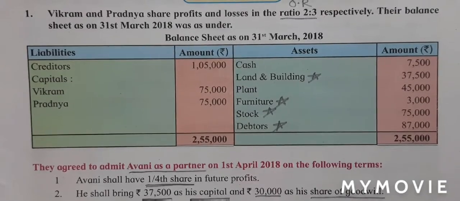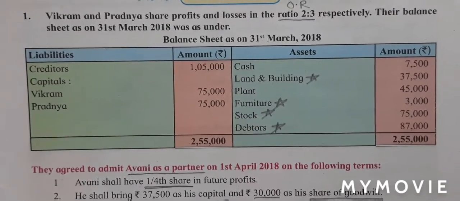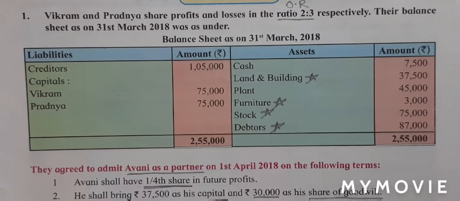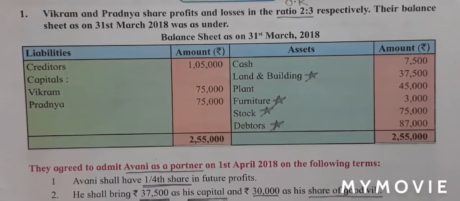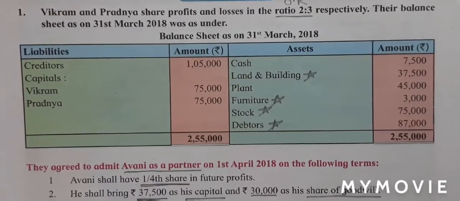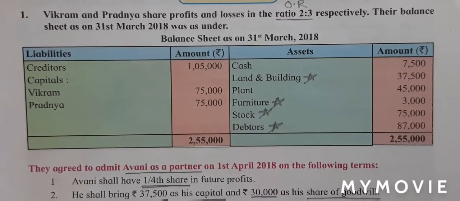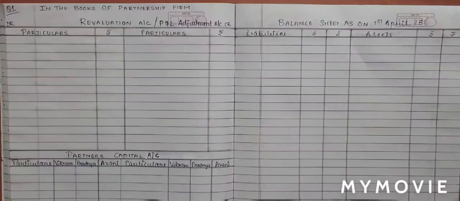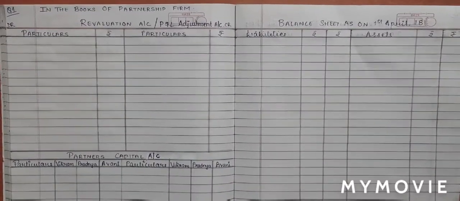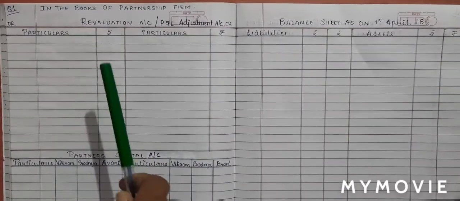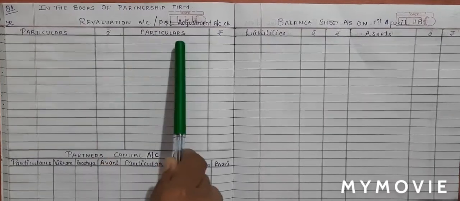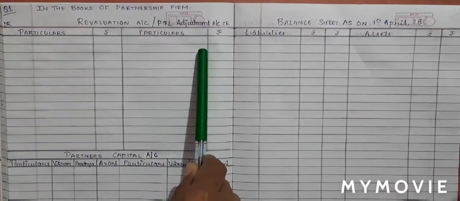But before we solve, I hope you are aware that the ones which are marked star will be written in the inner column and the ones which are not marked star will be written in the outer column. So let's begin solving the sum. So students, this is how your ledger format will be. You will have your revaluation account, which is also called the profit and loss adjustment account.